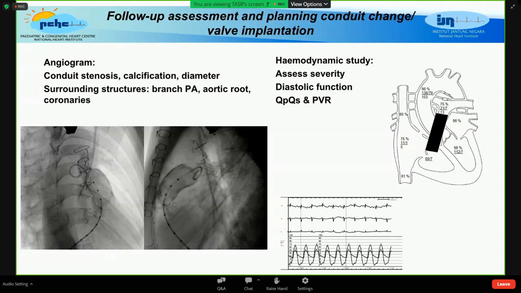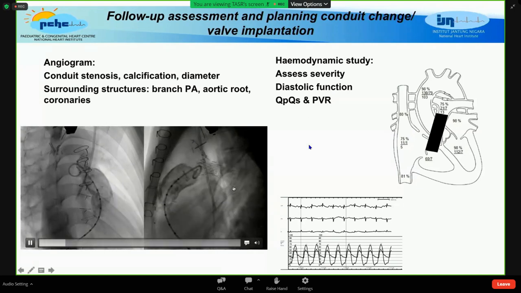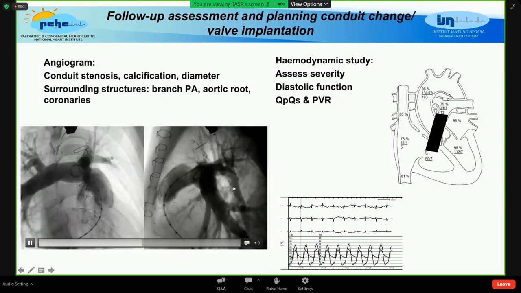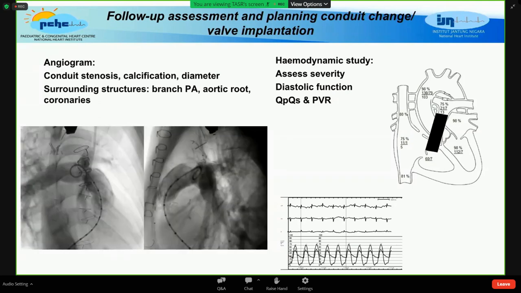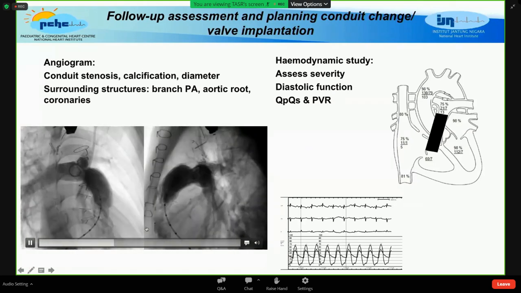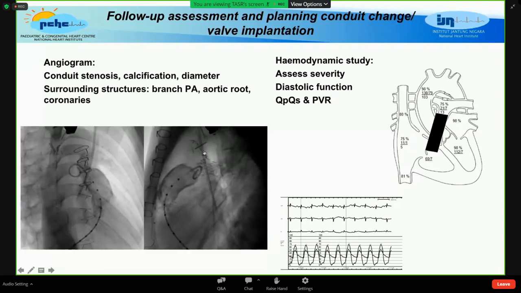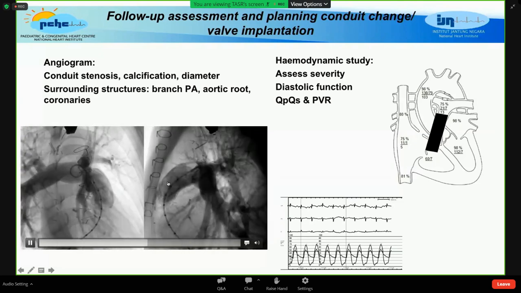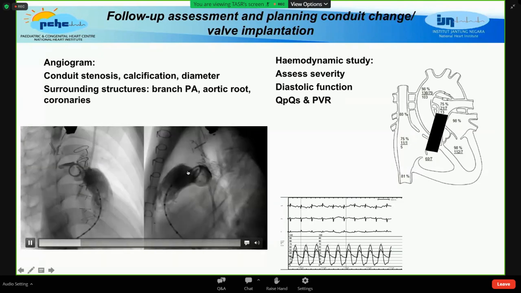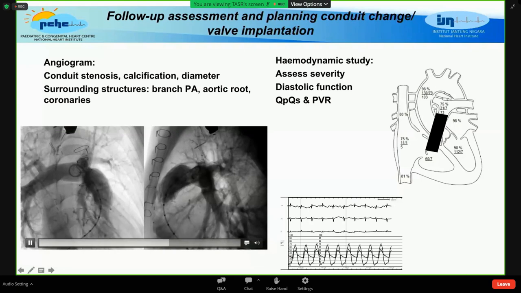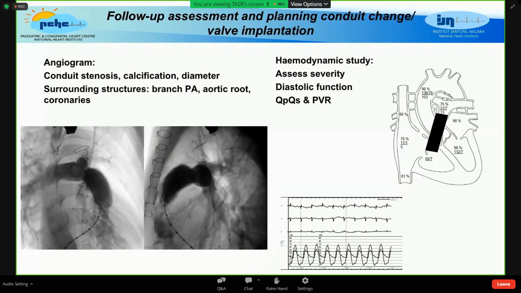And not to forget, another diagnostic area is the follow-up assessment and planning for the conduit change. For example, this patient, I think this is to highlight to our surgeons what the conduit looks like after 15 years of implantation. It's heavily calcified and also stenosed most of the time at the incision point in the RV connection, and also the distal point in the pulmonary artery connection. So this patient has a severely calcified conduit. At the same time, it can also assess the branch pulmonary artery, aortic root, and coronary artery before you embark on the percutaneous pulmonary valve implantation.